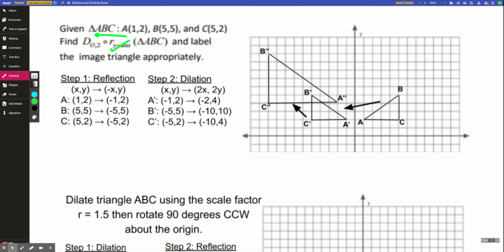The dilation is around the origin with a scale factor of 2. So my function is (x, y) becomes (2x, 2y), right? So remember, 2 is your scale factor, your k right there. That's what you're multiplying by. So I'm taking my points that I got after the reflection and multiplying all of those points by 2. Because that will ensure that I'm doing this in the right order.